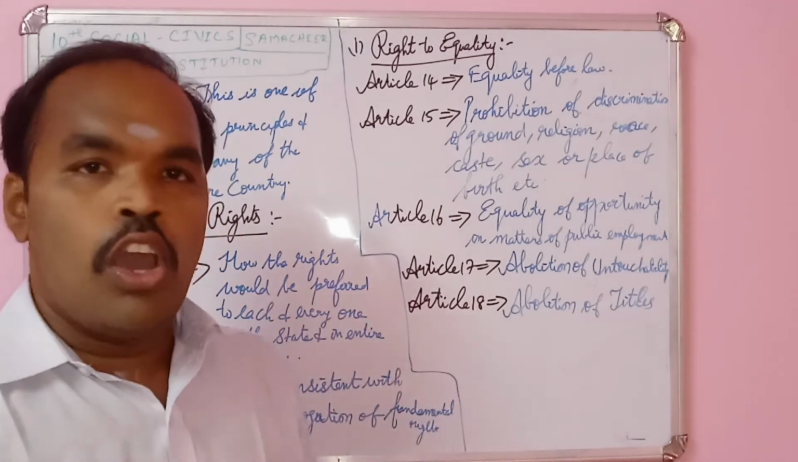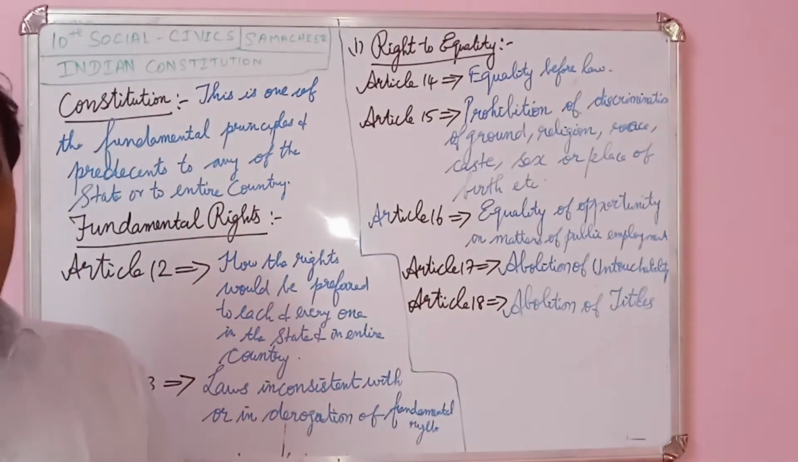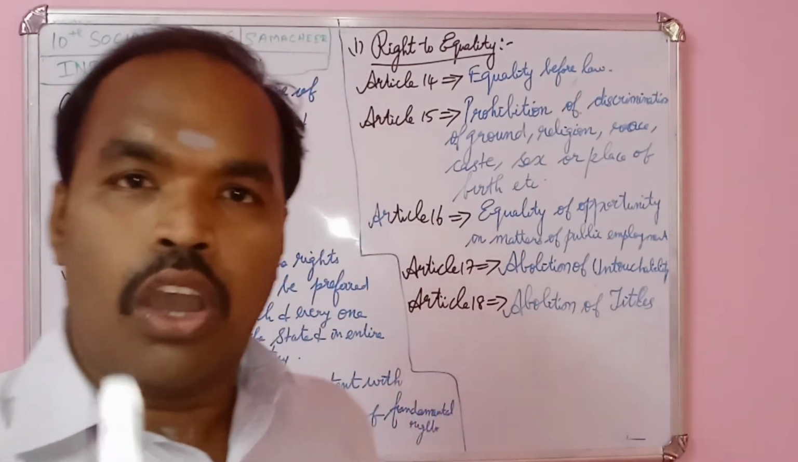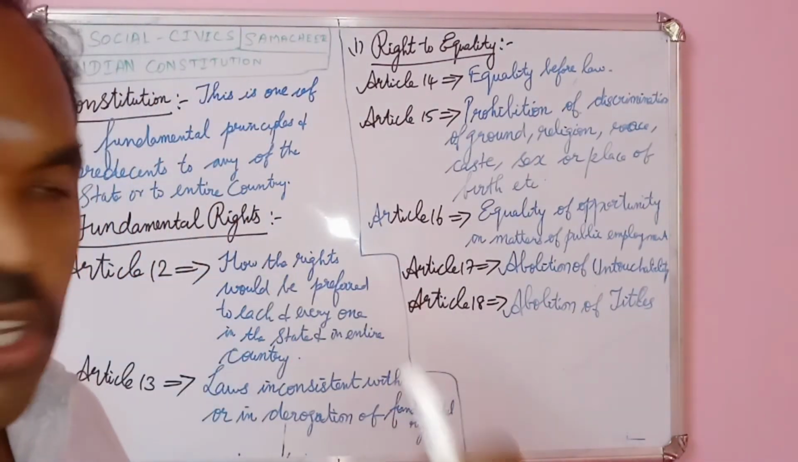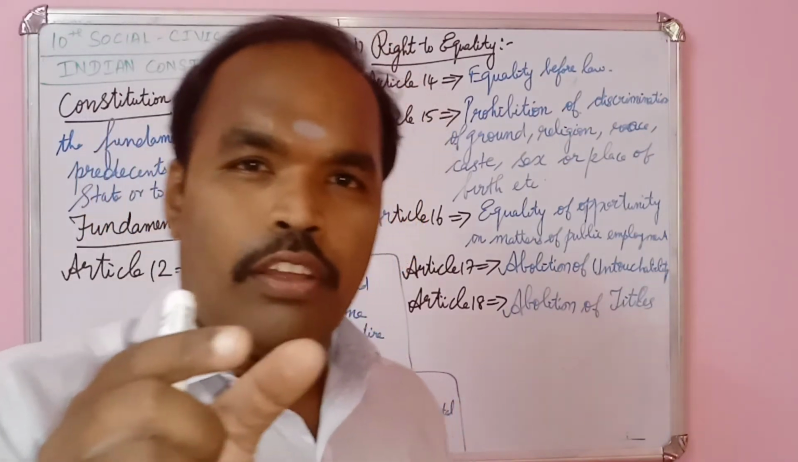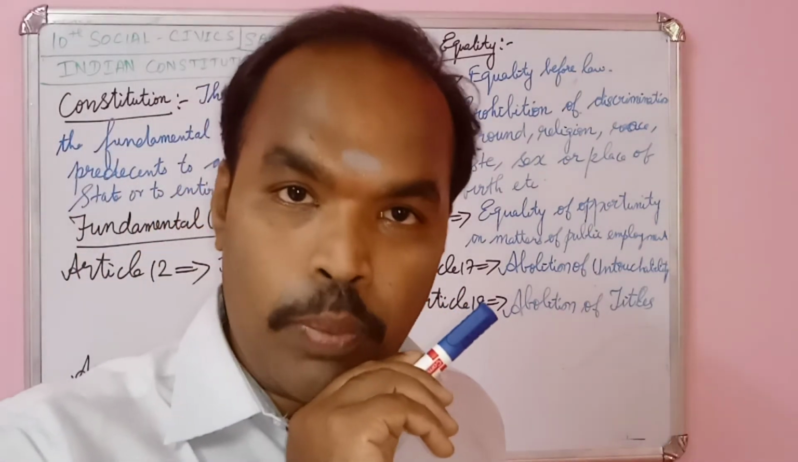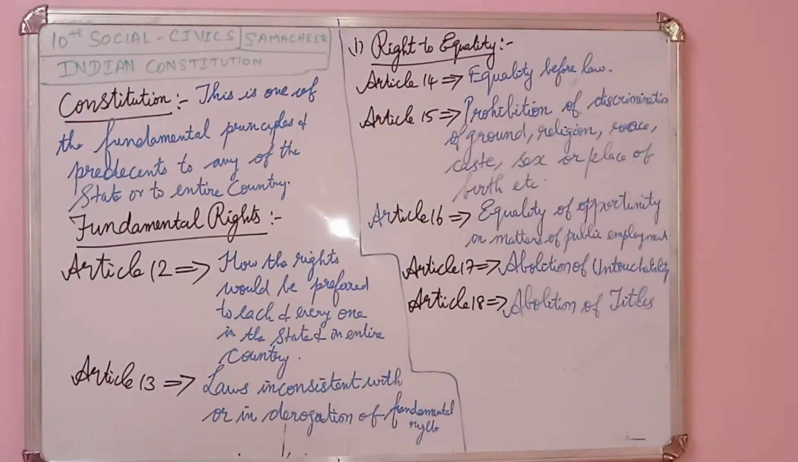The next one is Article 18, abolition of titles. Wherever we go, if anyone is criticizing or teasing someone with particular titles that wound a person, then as per Article 18 the title should be abolished. So for that purpose, Article 18 has been provided as abolition of titles. This is one of the rights under the fundamental rights.